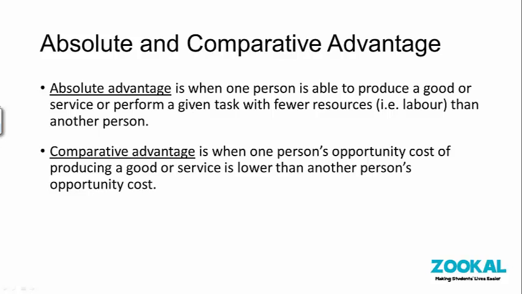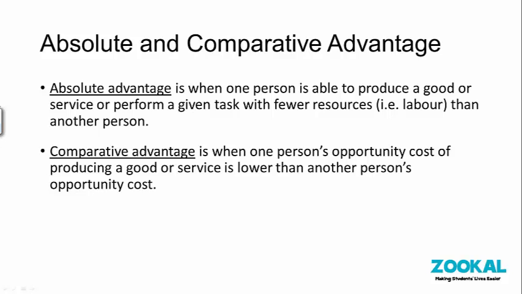Comparative advantage, on the other hand, refers to when one person's opportunity cost of producing a good or service is lower than another person's opportunity cost of producing that same good or service. So we learned how to calculate opportunity cost in the previous slide, so determining which person has a comparative advantage would be quite easy, right? So something aside of that I wanted to mention about these concepts is just an example.